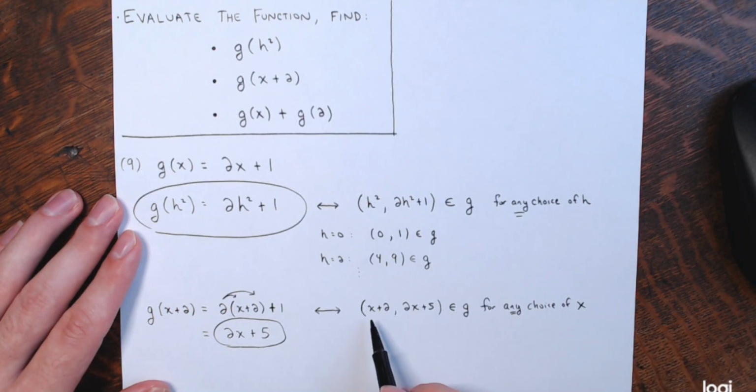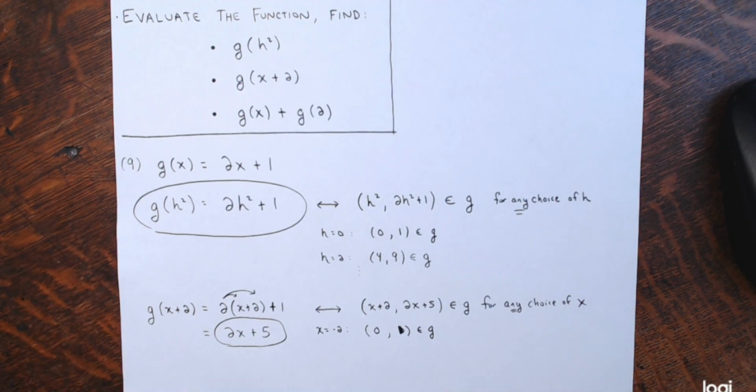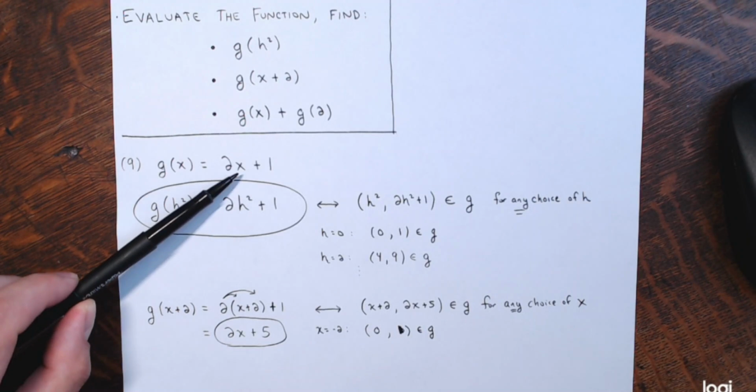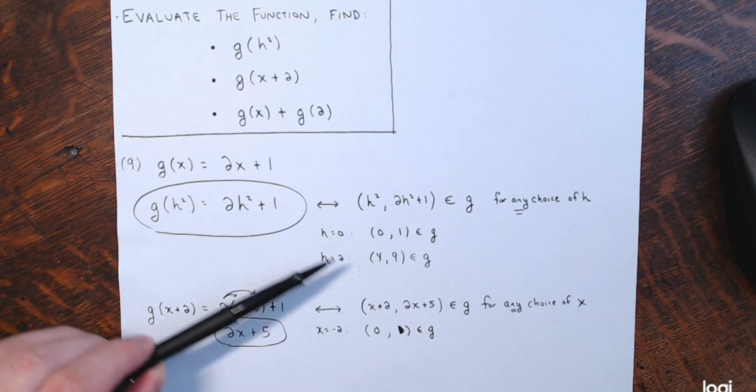And let's try it out. Now just to show you that we get ordered pairs the same up here, what if x were negative 2? If x were negative 2, you'd have 0 for the input, 2 times negative 2 is negative 4 plus 5 is 1, 1 for the output. This is an ordered pair in g, and check it. When the input is 0 in this function, the output would be 1.